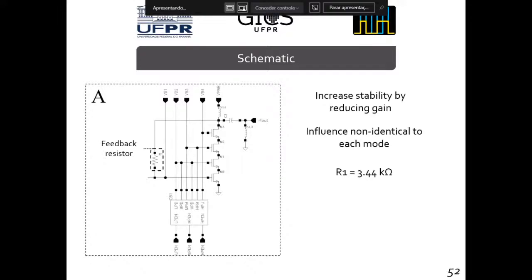The feedback resistor is employed to increase the circuit stability by decreasing the circuit's gain. The influence of such resistance on the stability is non-identical for each mode.